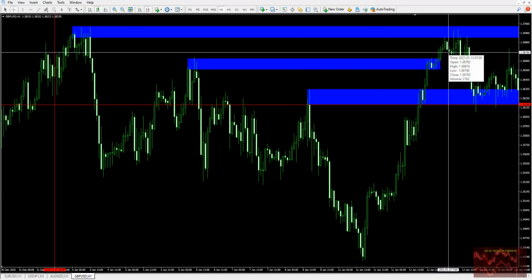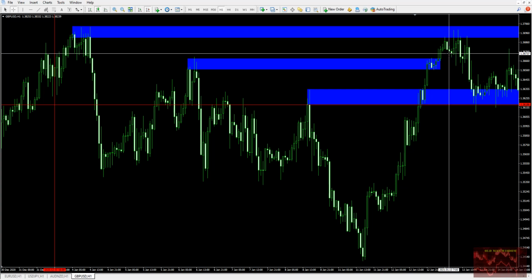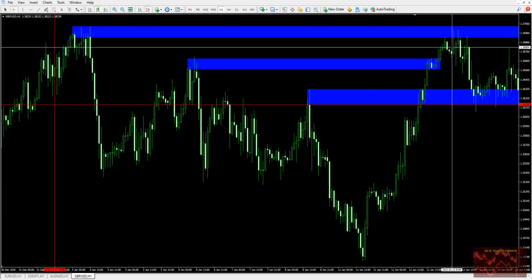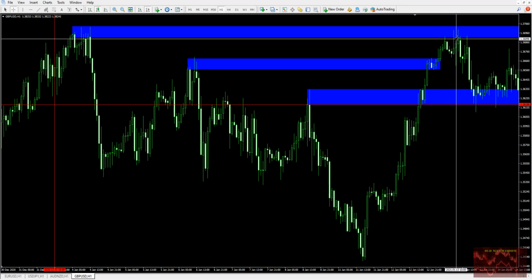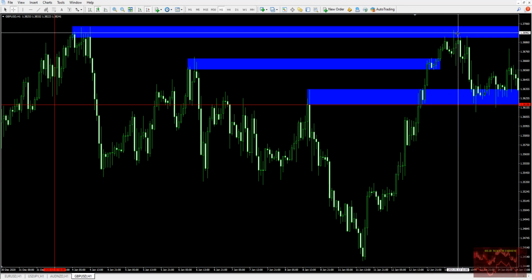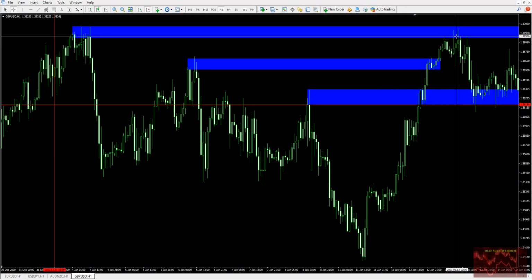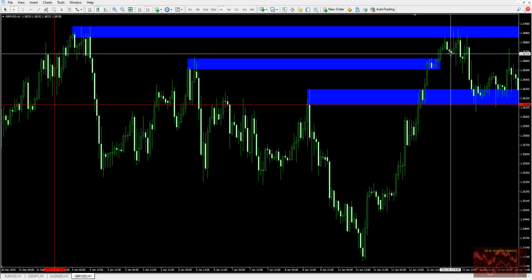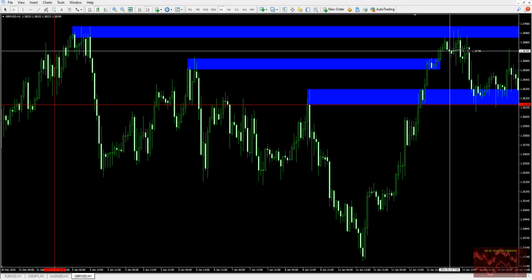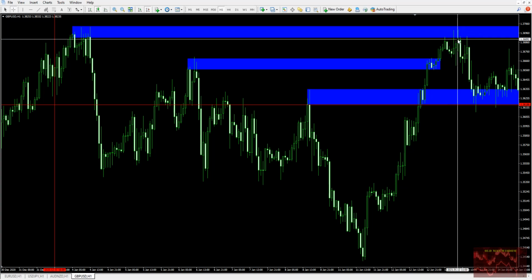However, if you did miss it, if you were in bed or asleep or out at work and you came back a few hours later and noticed price was spiking into this area, you could sell anywhere up here. It would still be above the price that I initially wanted to sell at. So you could be 20 pips above what I was going to sell at.